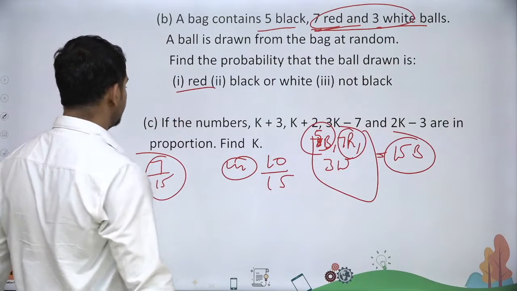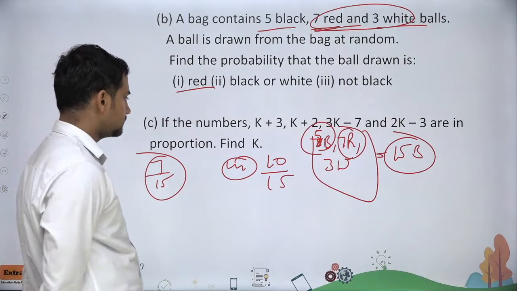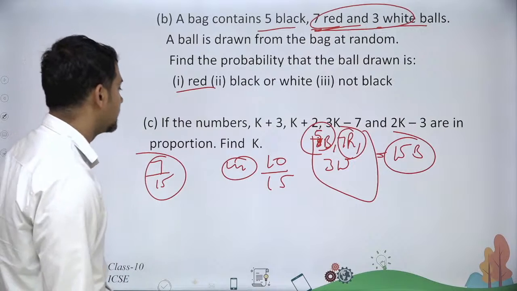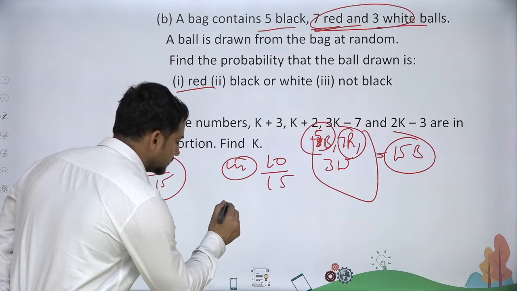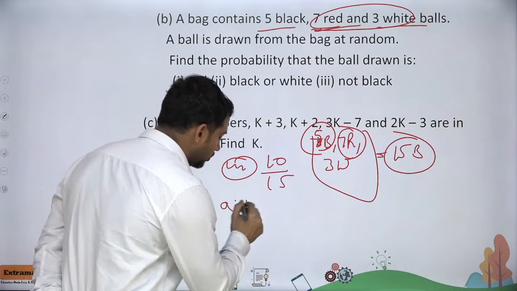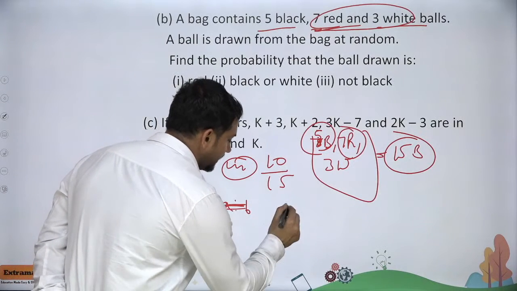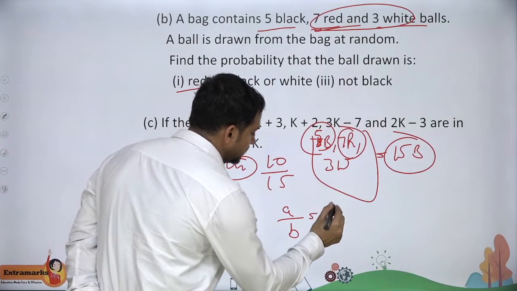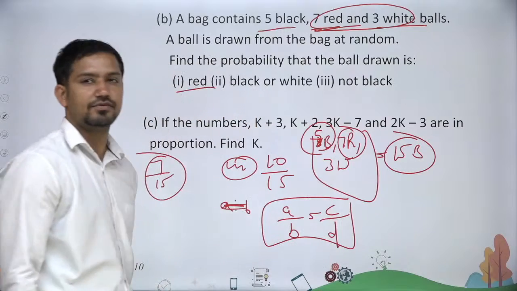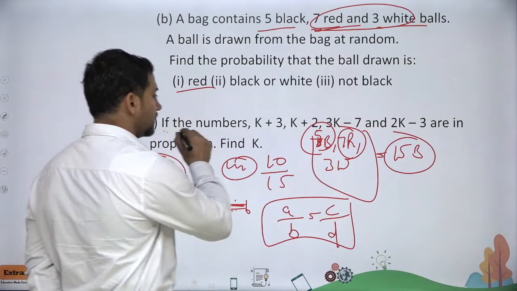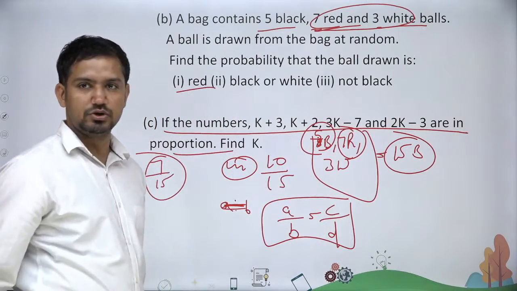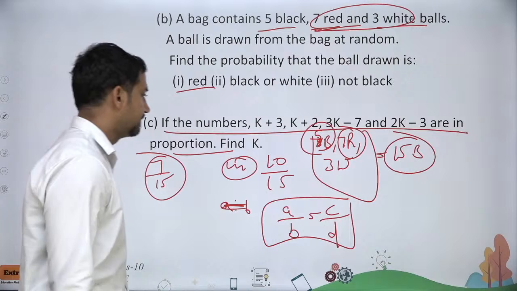Now the next one is to find the value of k if these three are in proportion. This is a very easy question. If A by B are in ratio, then A upon B should be equal to C upon D. From that we cross multiply and get the answer. Because all the numbers are in proportion, we just go with the ratio and get the answer.